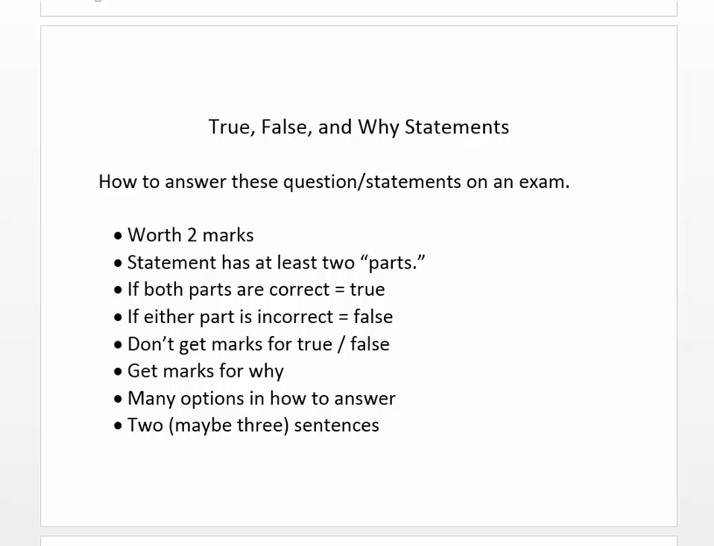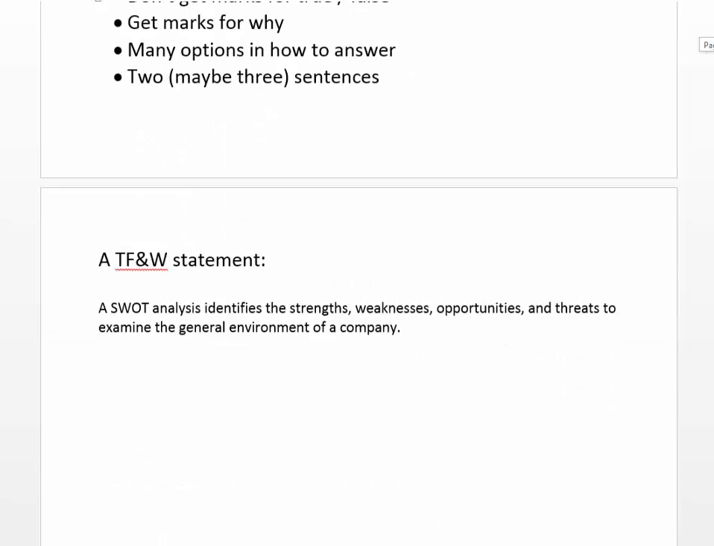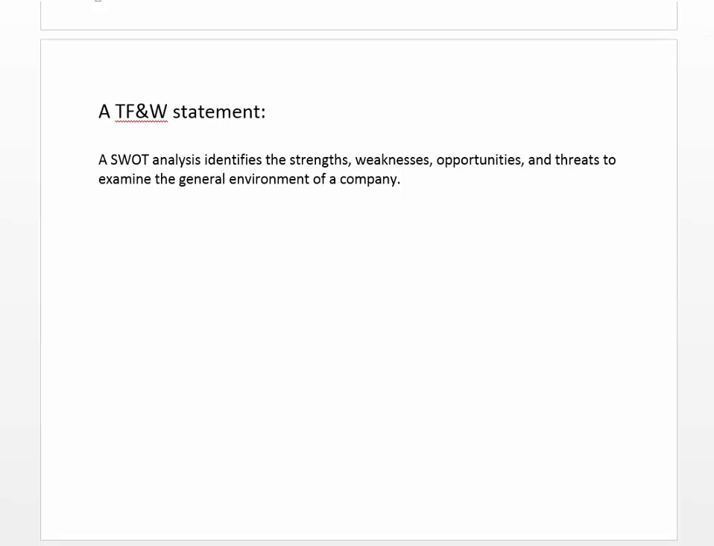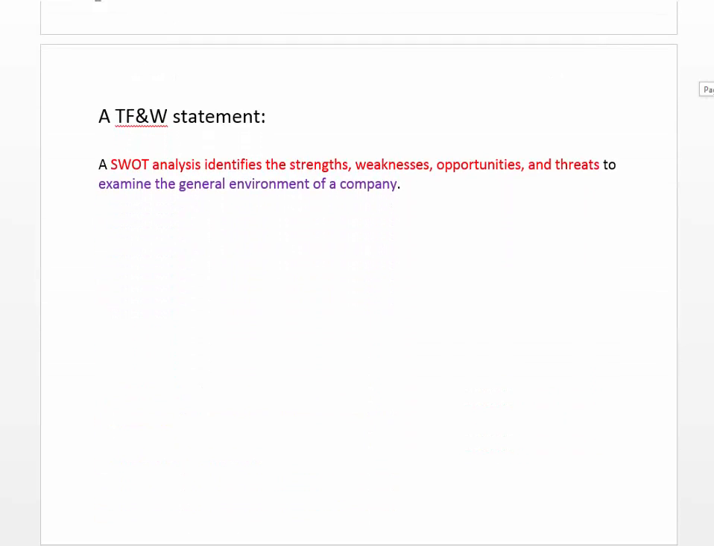Now, there are many options in how to answer, and you have to do it in maybe 2 or 3 sentences. So let's take a look at an example. Here's one. A SWOT analysis identifies the strengths, weaknesses, opportunities, and threats to examine the general environment of a company. So first of all, identify the 2 parts. Let's take a look. In red, we have the discussion of the SWOT and strengths, weaknesses, opportunities. In purple, we have the examination of the general environment of a company.